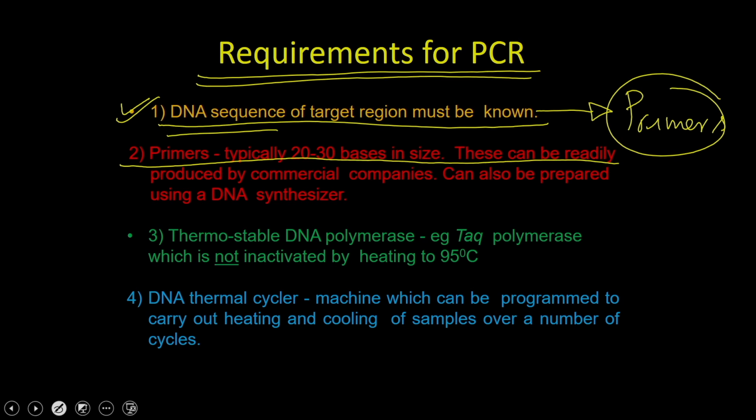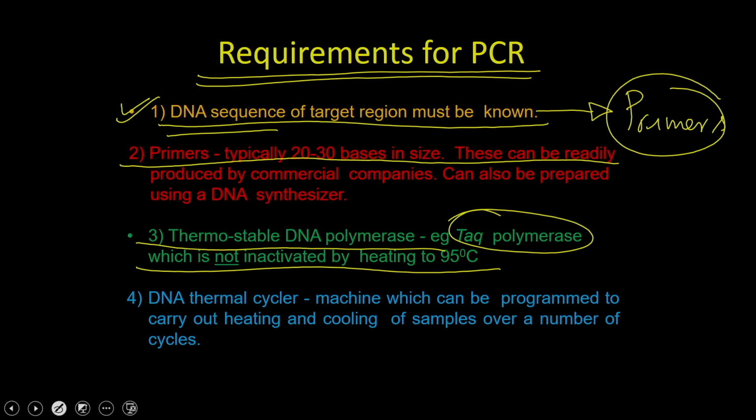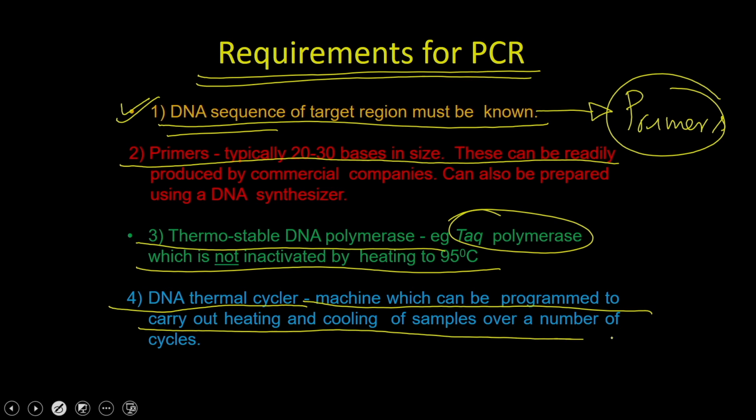to your target DNA. Then you require a thermostable DNA polymerase, for example, the Taq DNA polymerase, which is not inactivated by heating at 95 degrees Celsius, and then you require a thermal cycler, which is a machine programmed to carry out the heating and cooling of the sample over a number of cycles. And with this I would like to conclude my lecture here. Thank you.